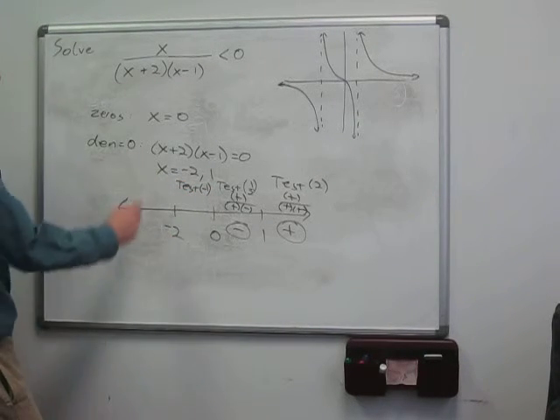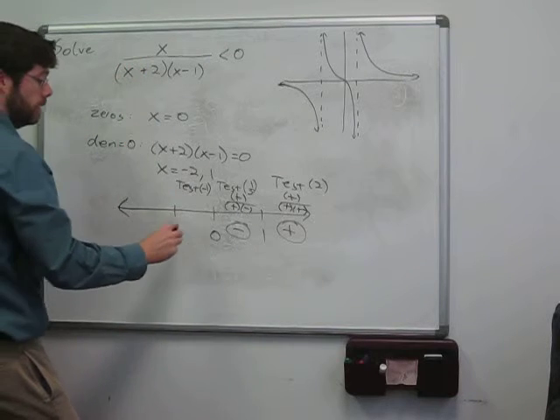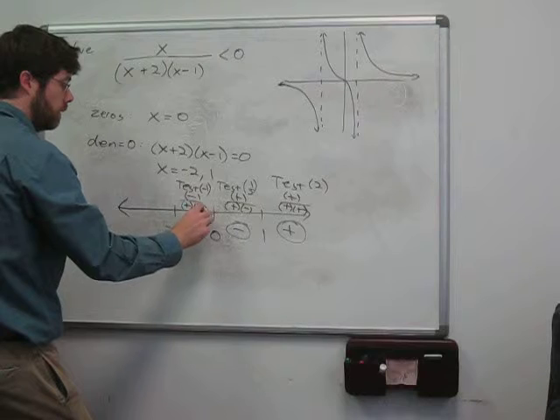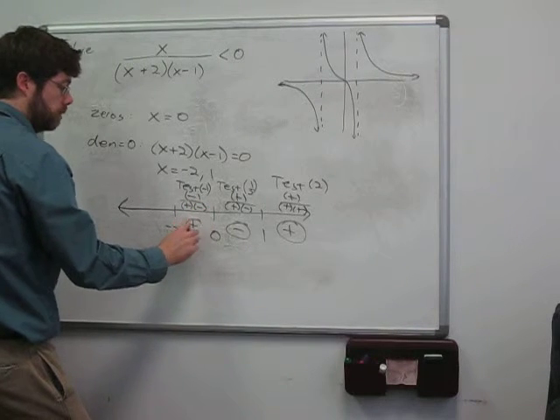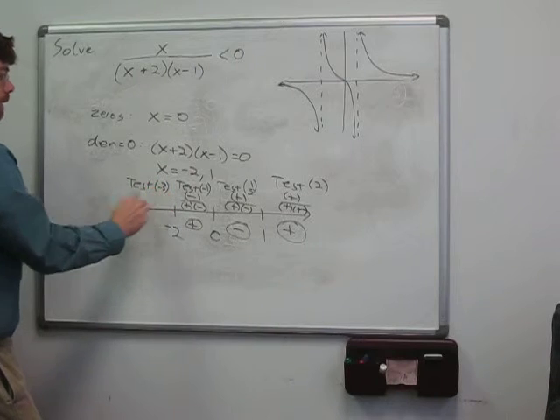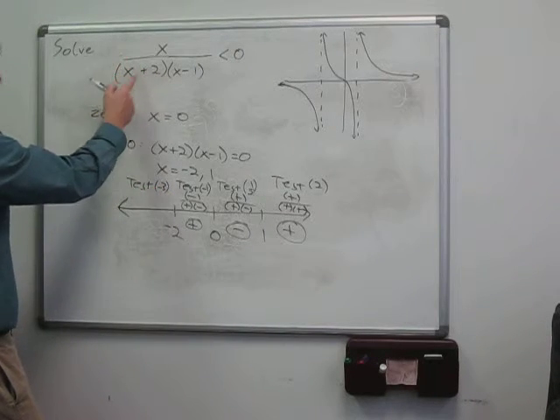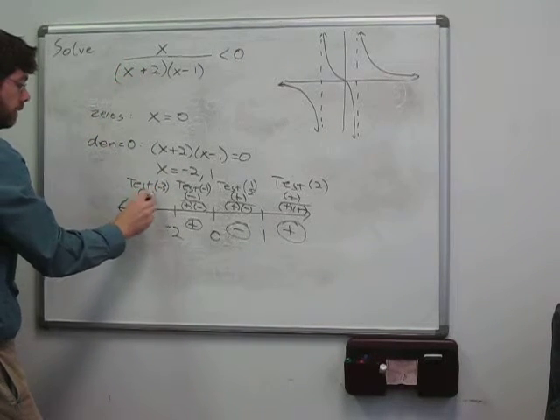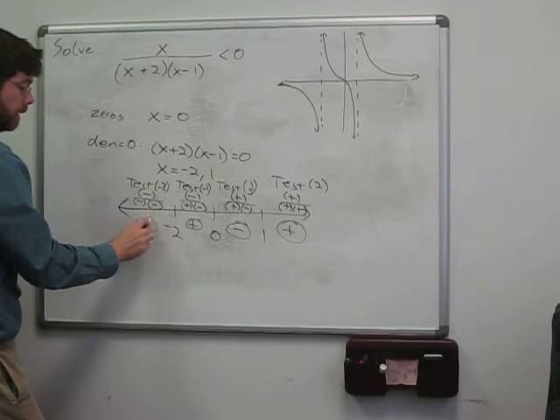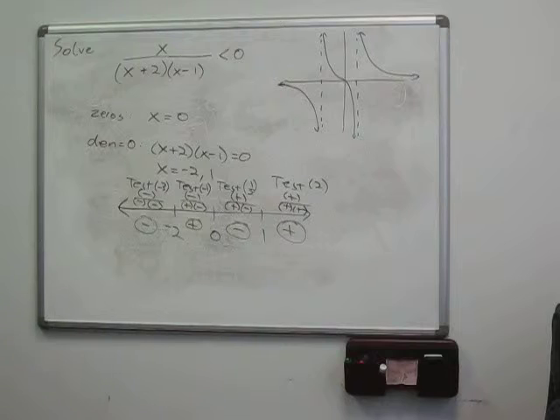Test negative 1, we get negative over positive times a negative, which is positive. And then the left interval, let's test negative 3. Negative divided by negative times a negative. So our function is negative in the leftmost interval.